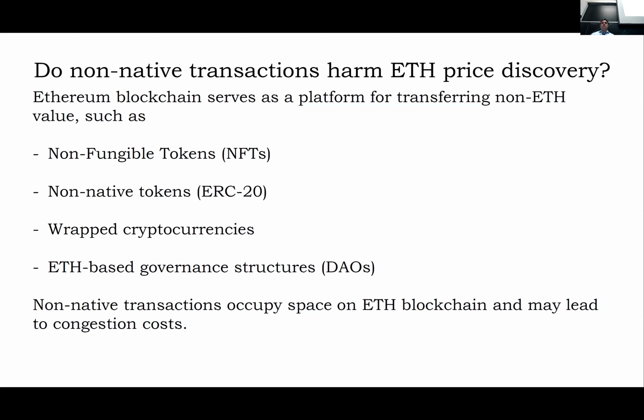So these non-native transactions, the bottom line is that they're occupying space and they may increase the transaction cost, right? Because if you have a lot of non-native transactions that are traded on the blockchain, then this will lead to increasing congestion costs. So there will be a lot of traffic over the network, which is caused by non-native tokens.